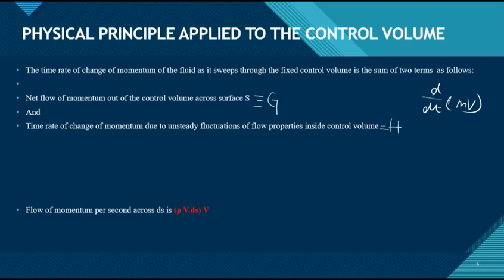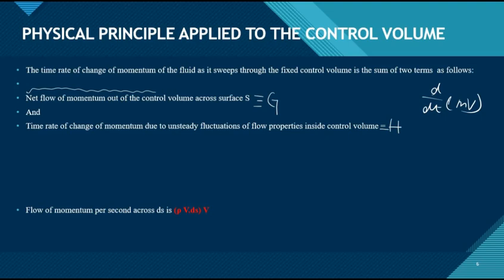So first we proceed with the term G. Now, when the flow is entering the control volume, it has a certain momentum, and when it is leaving the control volume, it has a different momentum, and this is due to the forces that are acting on the fluid. If I want to get the net flow of momentum which is going out of the control volume across the control surface S, that would be simply the outflow minus inflow of the momentum across the control surface, and that we have denoted by G.